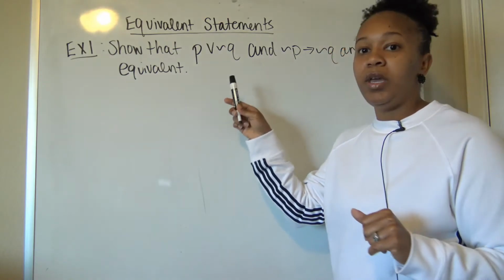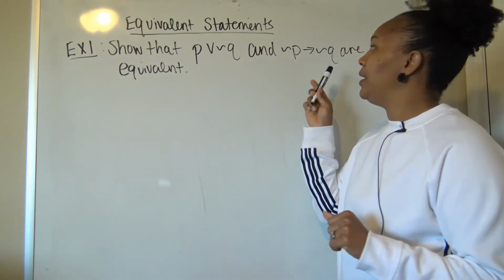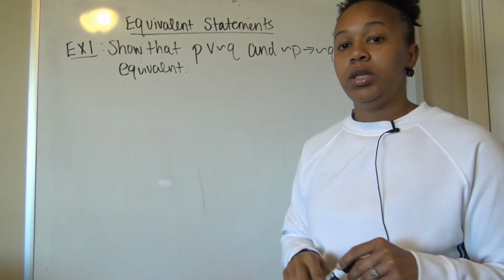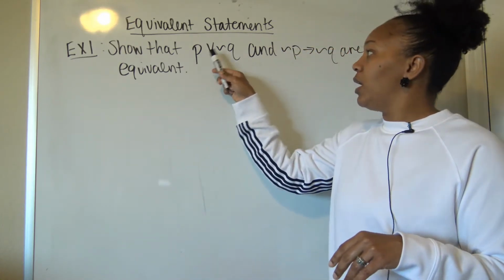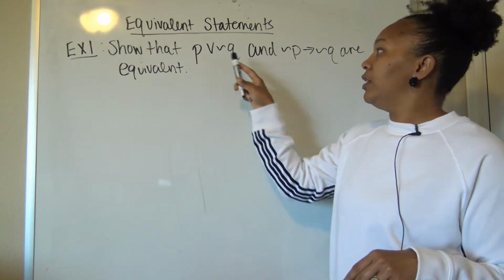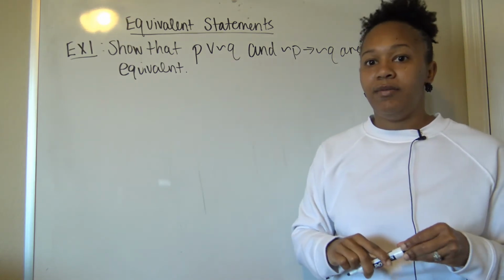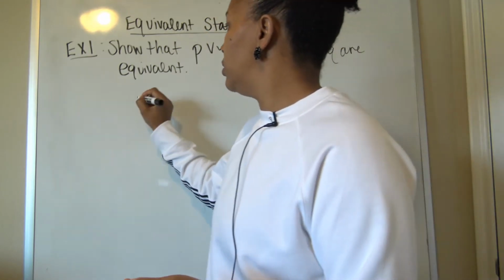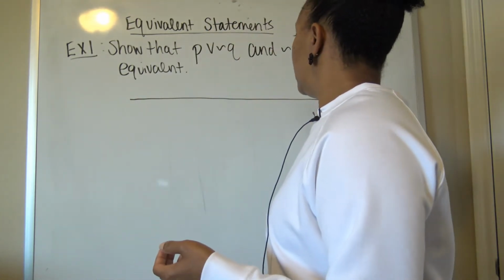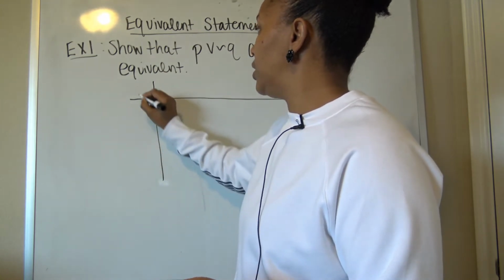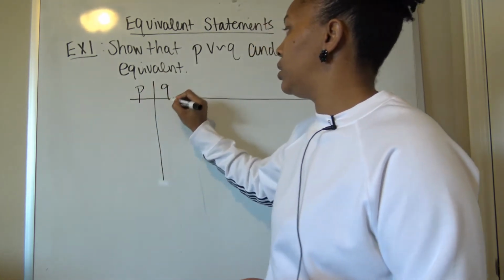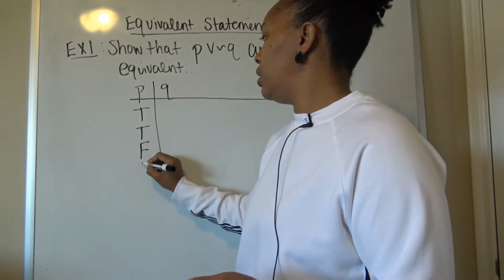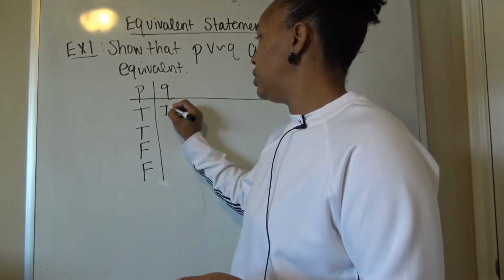We want to show that P or not Q and not P implies not Q, the if then, are equivalent. Okay, so notice we have two simple statements, P and Q, and then there's a not Q involved and there's a not P involved. So I'm just going to start with our basic truth table. So start with P and Q because I only have two simple statements. And remember, we start off true, true, false, false.